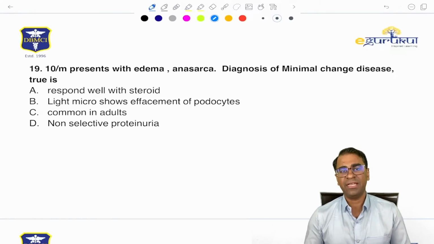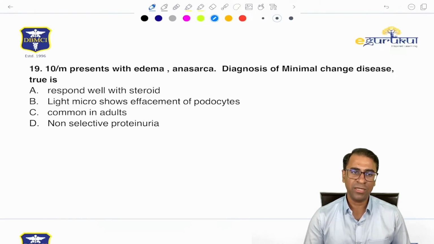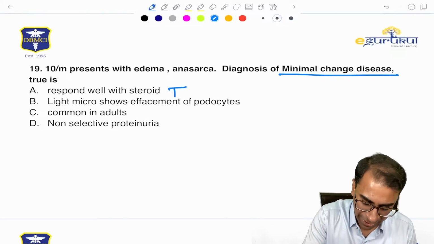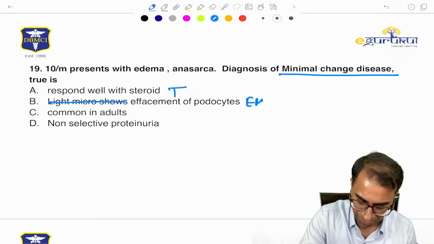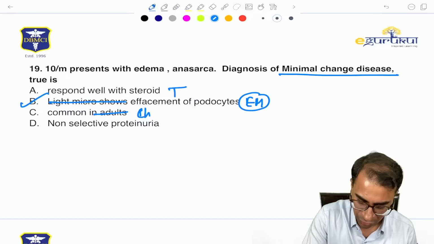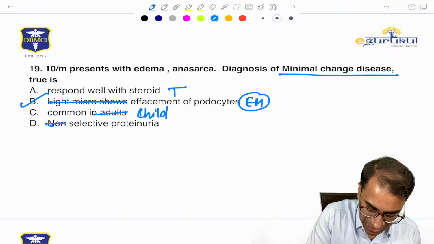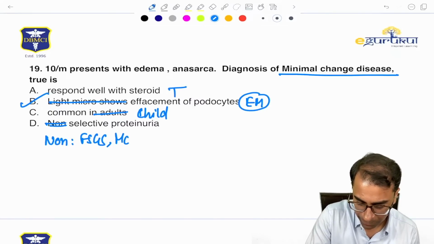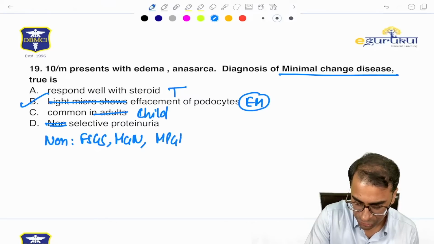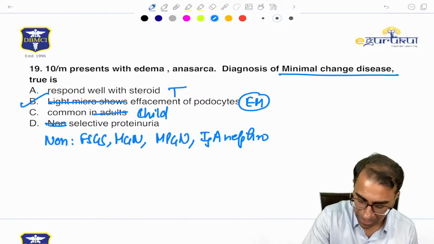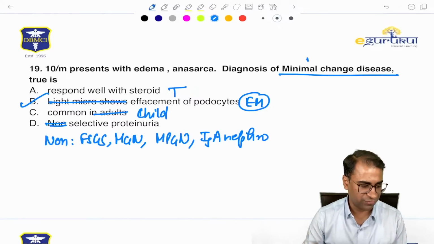A 10-year-old male presents with edema and ascites. Diagnosis of minimal change disease was done. True. So any minimal change disease will surely respond well with corticosteroid. Light microscope will show effacement. No, it's an electron microscope finding, and hence this is the right answer. It is seen commonly with adults. No, that's also wrong. It's seen in children, and obviously shows selective proteinuria. Remember, non-selective proteinuria is seen in FSGS, MGN, MPGN, and sometimes in IgA nephropathy. You can see this, but in minimal change you often see selective proteinuria. That's very, very important.